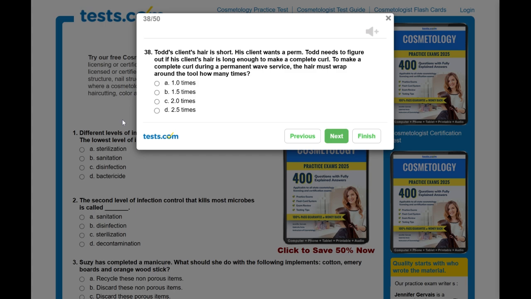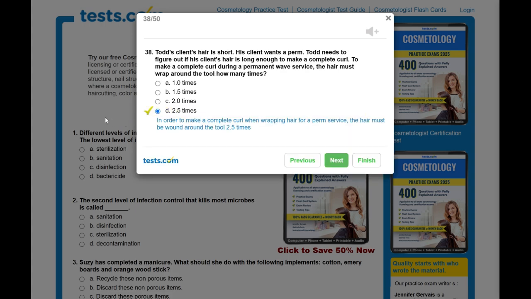Question 38. Todd's client's hair is short. His client wants a perm. Todd needs to figure out if his client's hair is long enough to make a complete curl. To make a complete curl during a permanent wave service, the hair must wrap around the tool how many times? A. 1 time. B. 1.5 times. C. 2 times. D. 2.5 times. D. 2.5 times. In order to make a complete curl when wrapping hair for a perm service, the hair must be wound around the tool 2.5 times.